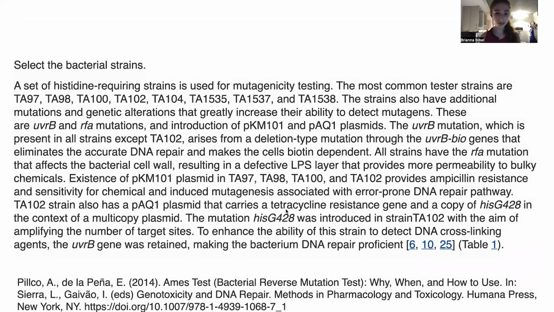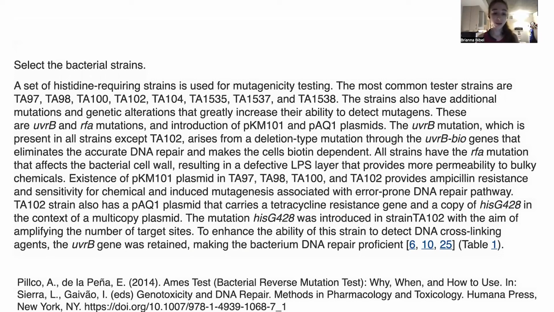One of them has tetracycline resistance, which is another antibiotic. There are basically some other strains you can use to look for different types of mutagens.